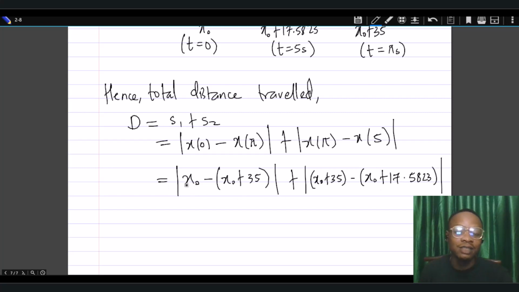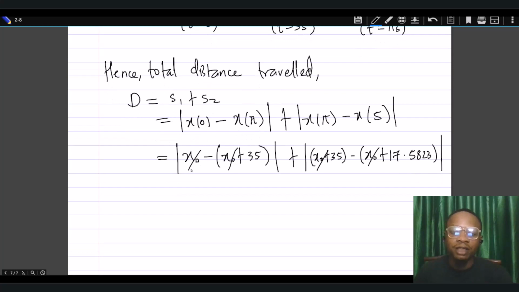So we can now see that x naught will cancel out. So it doesn't matter. That was what I told you earlier, x naught does not matter. Whether it was 0 or 5 or whatever, it won't alter our result in any way. So probably that is why the question does not provide it. Even if you assumed it was 0, like it was in A, you will still get the same results. So now we have here just minus 35, the modulus of minus 35, that is just 35.